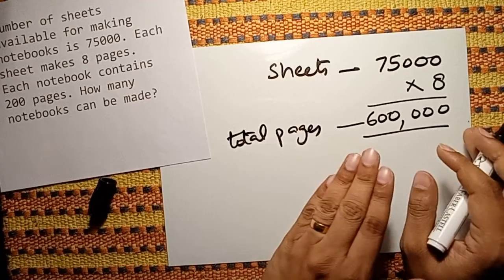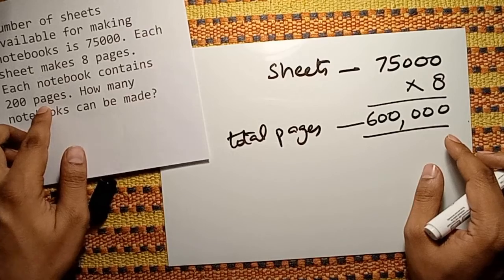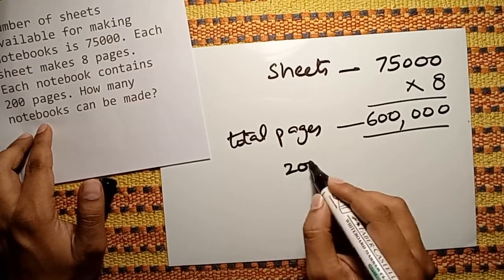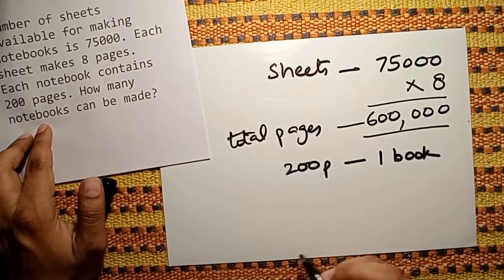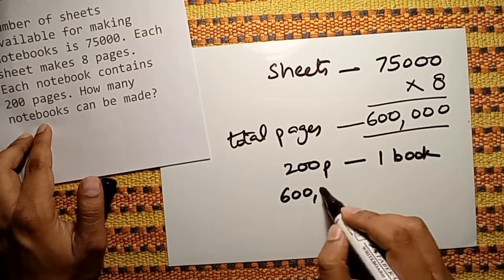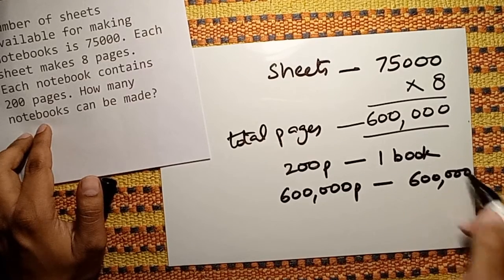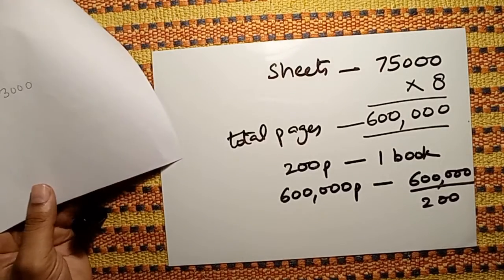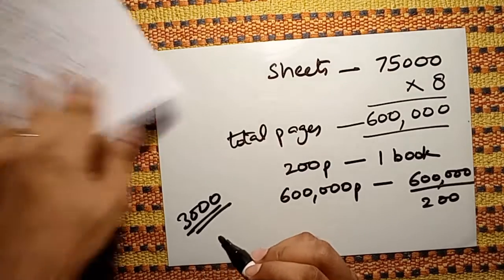So now I know how many pages are there. If I know how many pages are there, I can find out how many notebooks can be made. How? 200 pages give me one notebook. So 600,000 pages will give me 600,000 divided by 200. Calculate it, find it. The answer would be 3000. 3000 notebooks can be made.